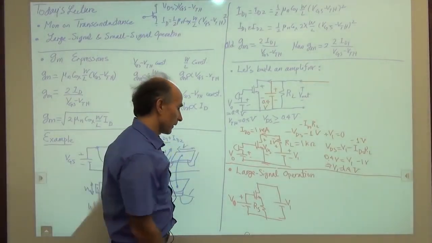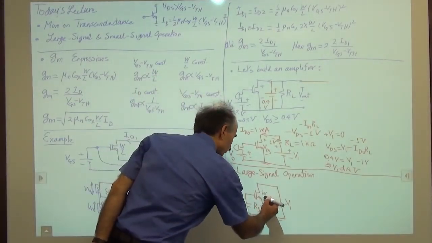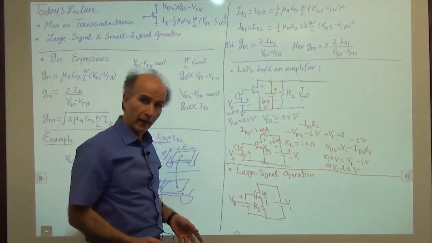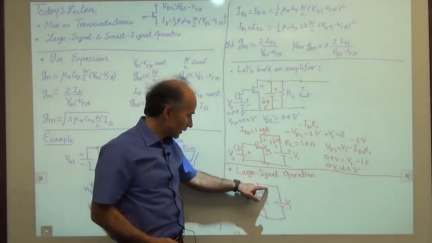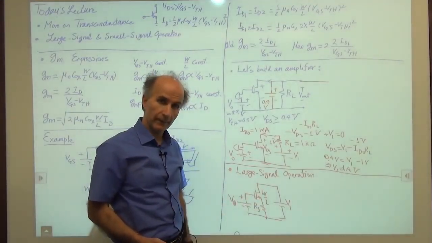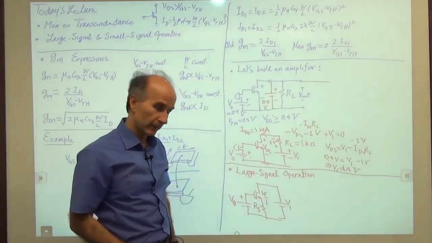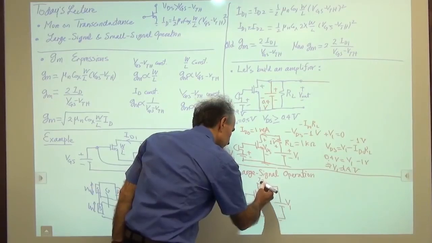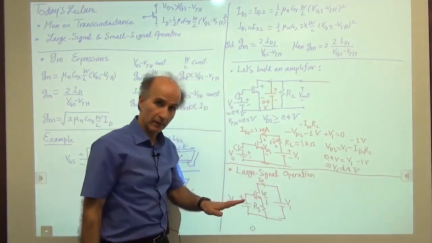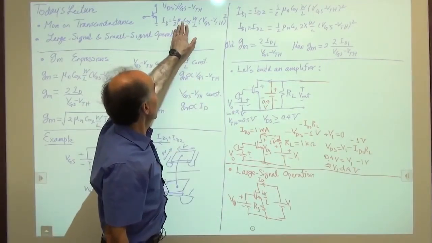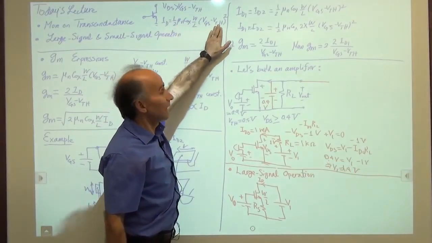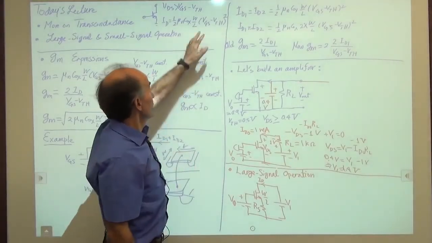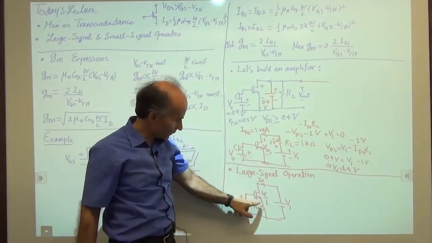All right, suppose that I have everything I need to know. I have W over L, I have mu n C ox, threshold, everything else, and I would like to find the current that flows through this MOS device. So here's what we are trying to find, ID. We have mu n C ox, W over L, and VTH, the threshold of the device. These are properties of the device itself. Do we have VGS? No, we don't know this gate source voltage.